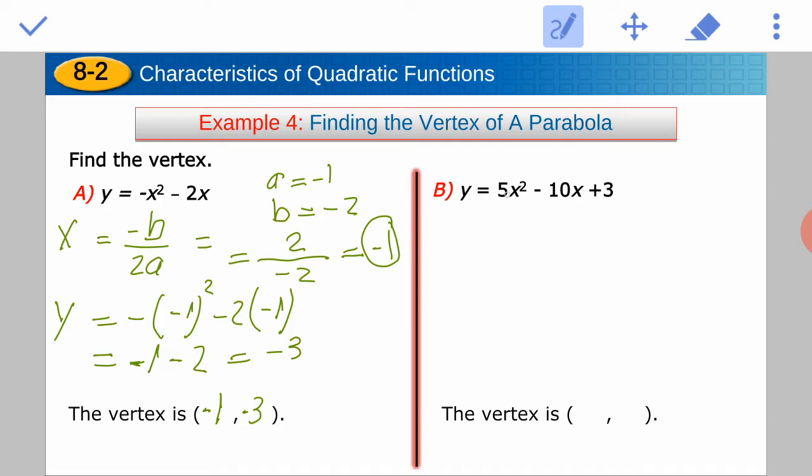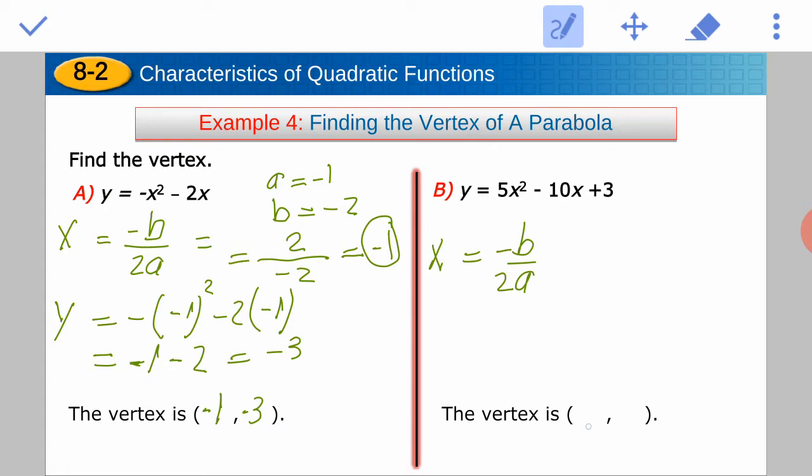Another example, y equals 5x squared minus 10x plus 3. What do we need? We need to identify the characteristics of the vertex. We need to identify the coordinates of the vertex. Guys, we're going to use the line of symmetry equation, x equals negative b over 2a, to get the x coordinate of the vertex.